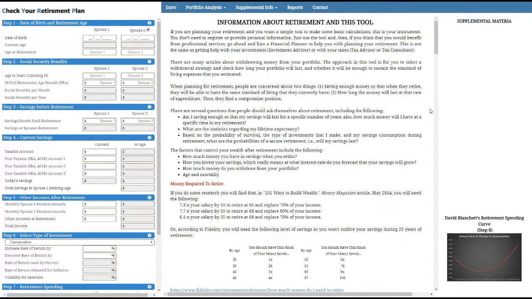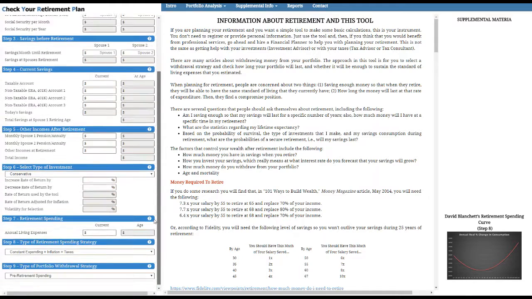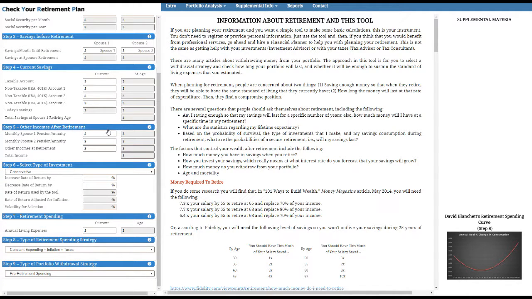This tool includes a plethora of financial information, but there is no need for you to read it in order to use this tool. There are only 9 steps for entering basic information about your retirement. Steps 1 through 4 refer to your current financial situation. Steps 5 through 9 refer to your decisions about your retirement.